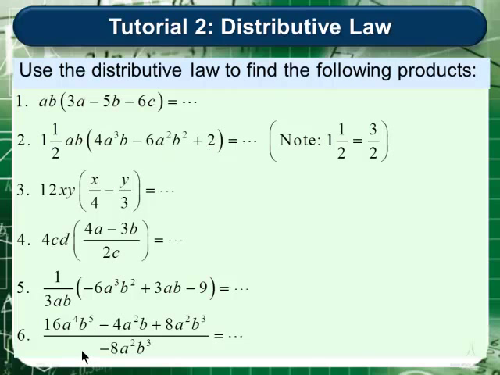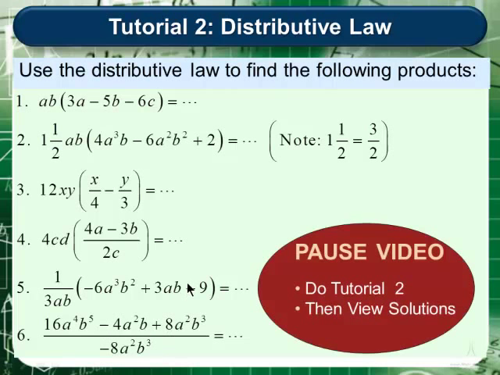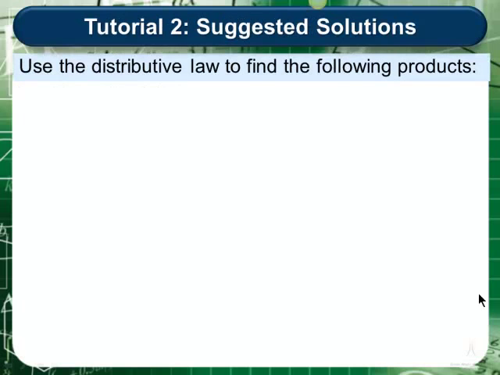Note also in problem number 6 that dividing by minus 8a squared b cubed is the same as multiplying from the left by 1 divided by this particular denominator expression. At this point in time, I suggest that you pause the video, do tutorial 2, and then come back and view possible solutions. Let us briefly have a look at the suggested solutions to tutorial 2.